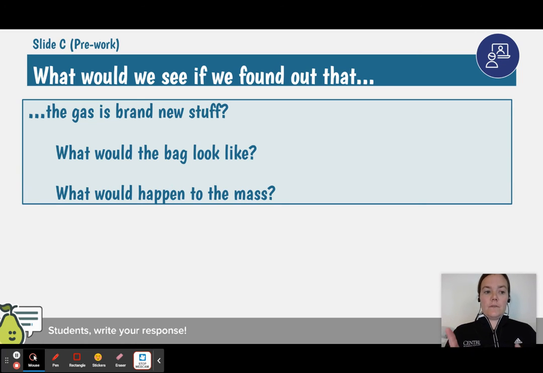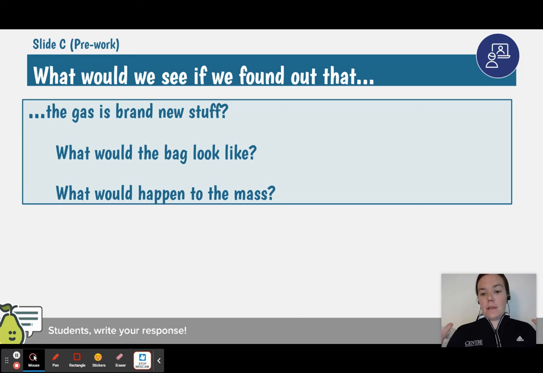All right. So first of all, what do you think we would see if we reacted our bath bomb and our water, and what would it have to look like if the gas was brand new stuff that wasn't there before? So if we were reacting this inside of a sealed plastic bag, what would the bag look like if it's new, and what would happen to the mass? If it's something new that wasn't there to start, the mass of that bag, that water, and that bath bomb would have to increase because we would have added something new to it.